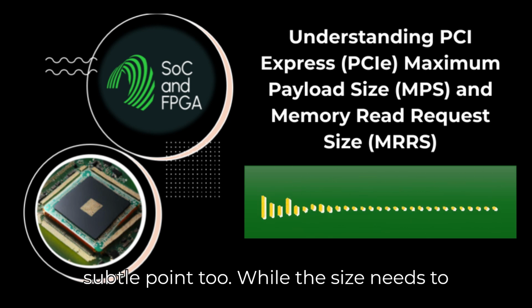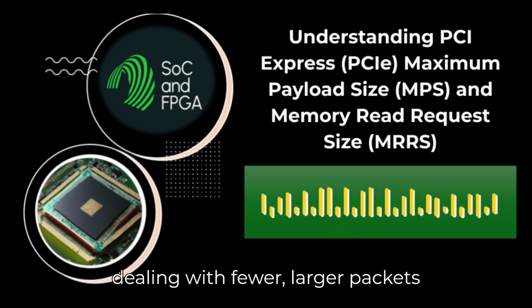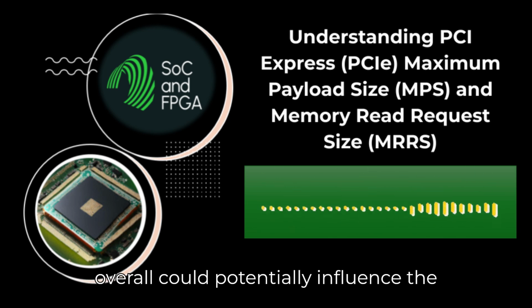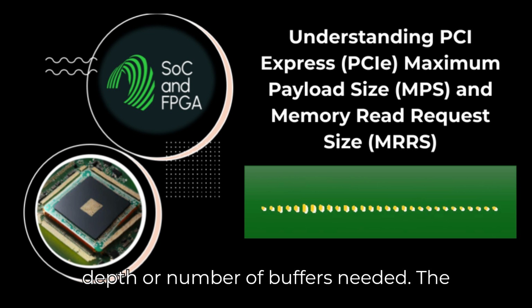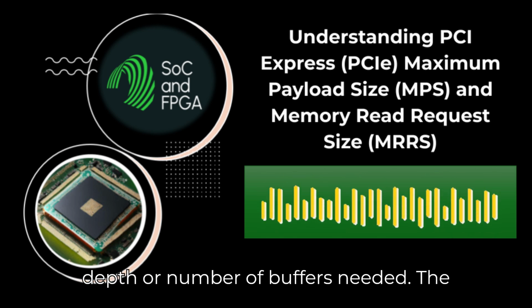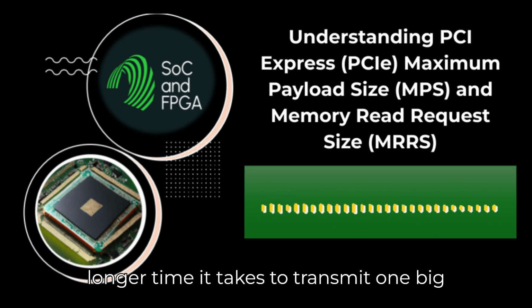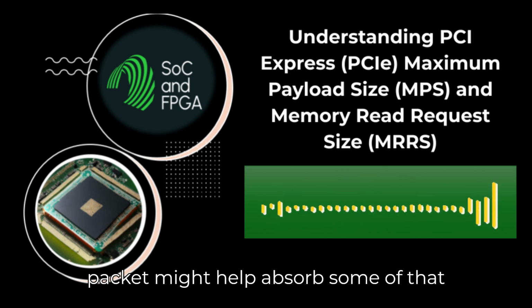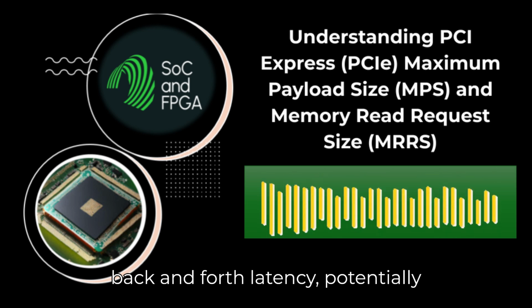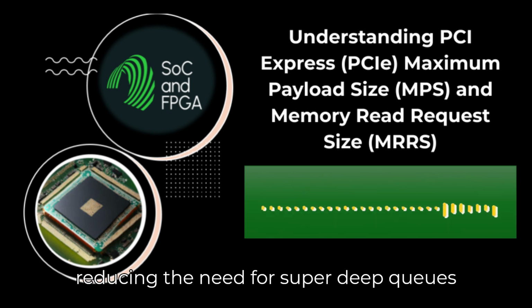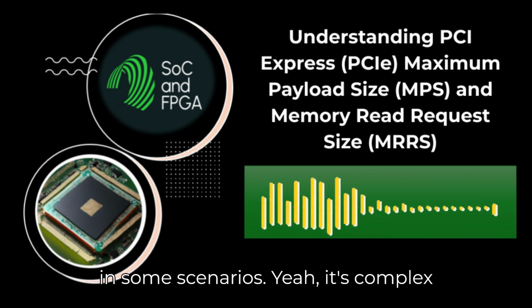Okay. But there's a subtle point, too. While the size needs to be larger, the fact that you might be dealing with fewer, larger packets overall could potentially influence the depth or number of buffers needed. The longer time it takes to transmit one big packet might help absorb some of that back-and-forth latency, potentially reducing the need for super deep queues in some scenarios. Yeah. It's a complex interaction.